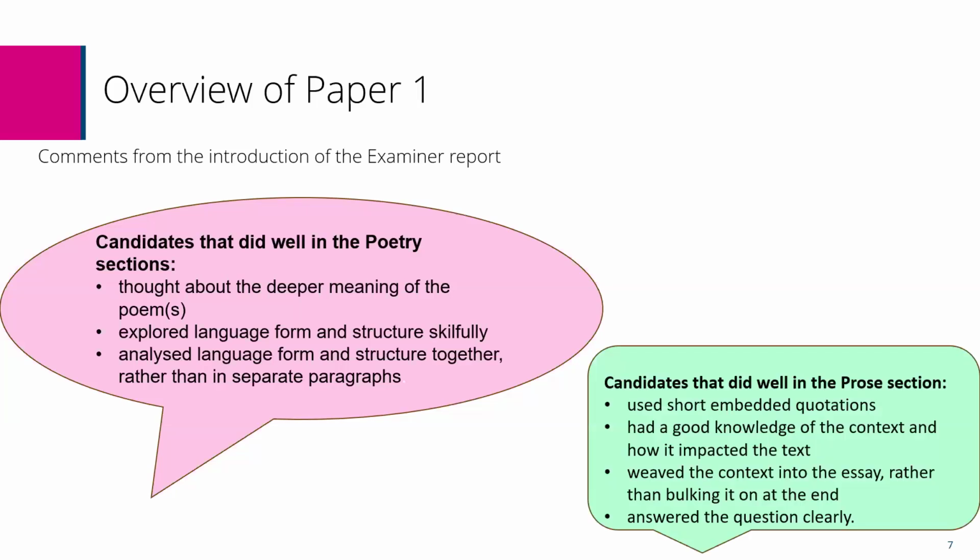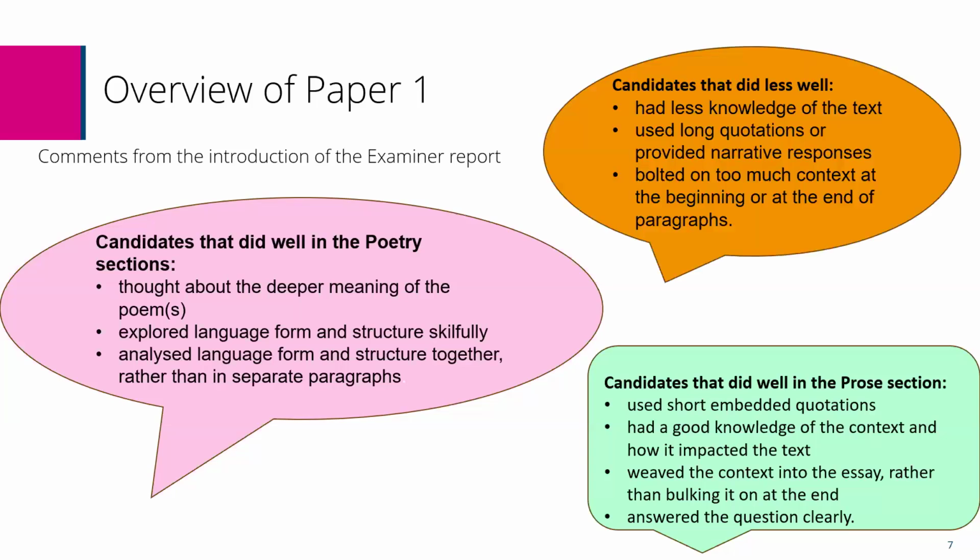So in terms of what candidates did well in the prose section, I always call this, by the way, the 20, 30, 40 paper. In the prose section, they used short embedded quotations, had a good knowledge of the context and how it impacted the text, and they weaved the context into the essay rather than bolting it on at the end. And they answered the question clearly. So that's what candidates did well.